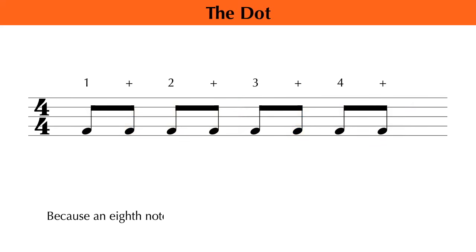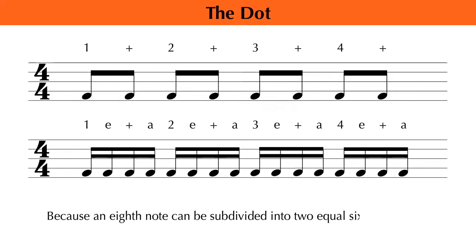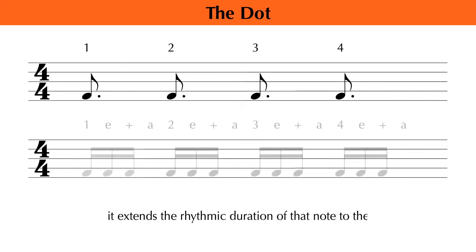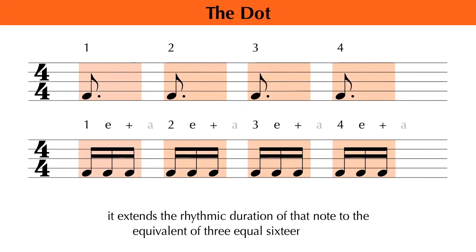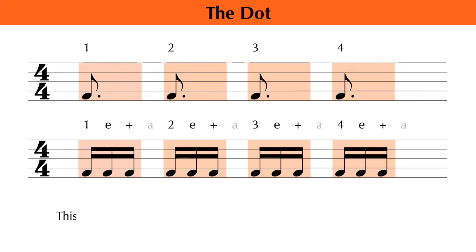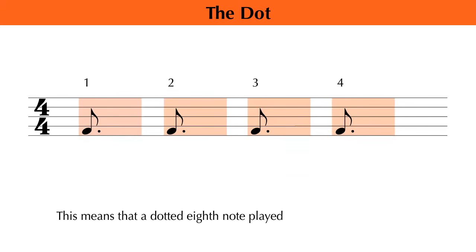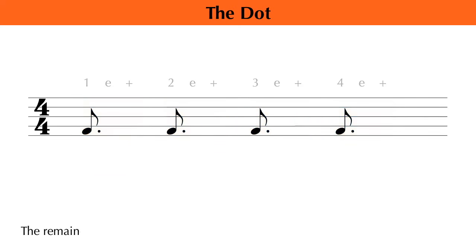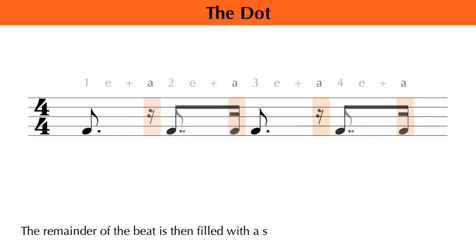Because an eighth note can be subdivided into 2 equal 16th notes, when a dot is placed next to an eighth note, it extends the rhythmic duration of that note to the equivalent of 3 equal 16th notes. This means that a dotted eighth note played directly on the downbeat will be counted by saying 1 E end. The remainder of the beat is then filled with a single 16th note or 16th rest.